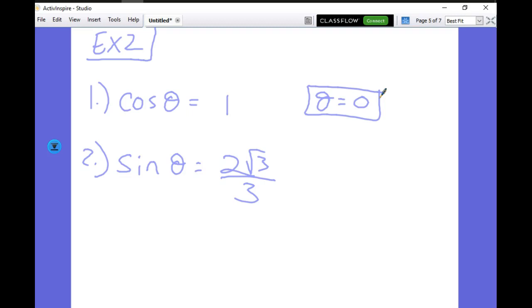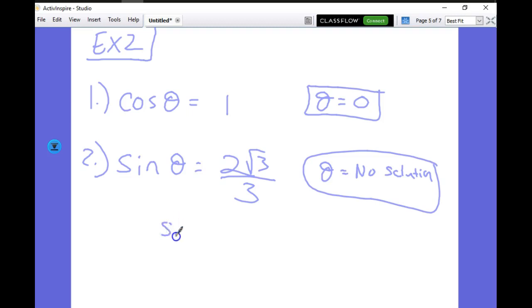This one. This is a y value, right? So where does the y value equal 2 radical 3 over 3? It doesn't. That's no solution. Now, I don't want you to think to yourselves that if I don't see it on my unit circle, there's no solution. Because that's not true, okay?